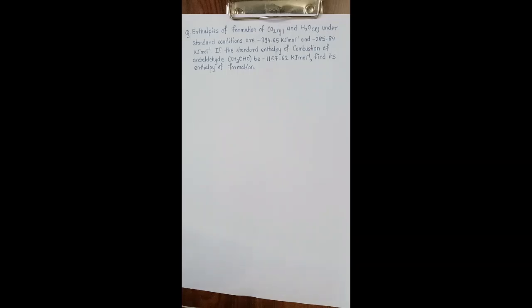Next numerical: enthalpies of formation of CO2 in gaseous state and H2O in liquid state under standard conditions are minus 394.65 kilojoule per mole and minus 285.84 kilojoule per mole. If the standard enthalpy of combustion of acetaldehyde, that is CH3CHO, is minus 1167.62 kilojoule per mole, find its enthalpy of formation. So first, we will write all the given things in the question.